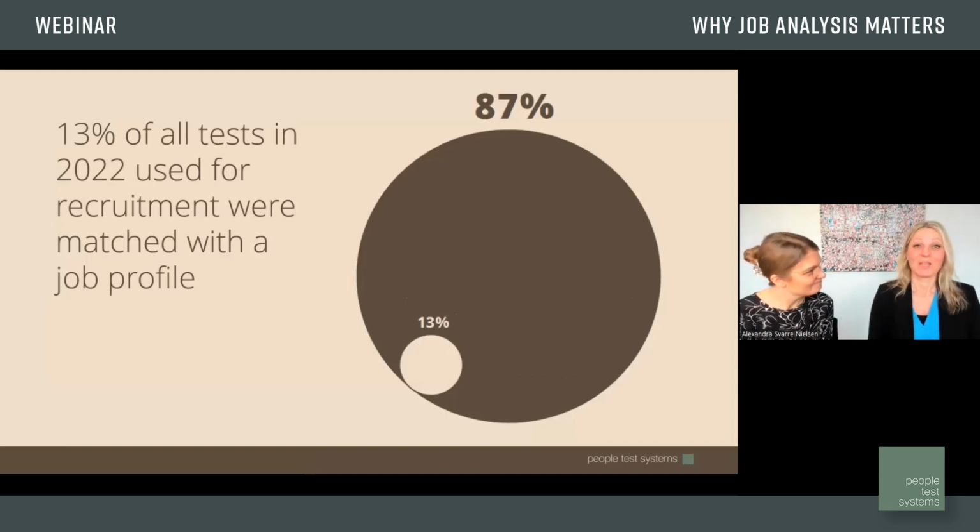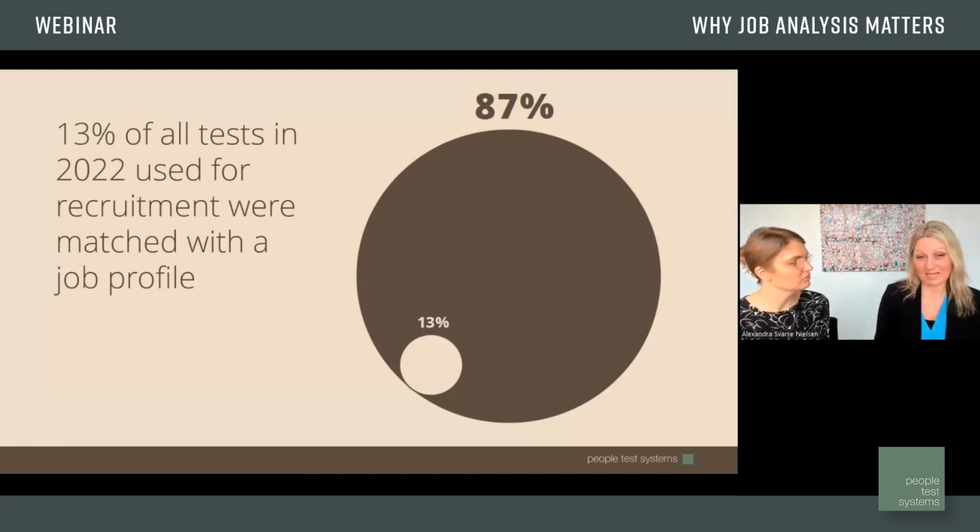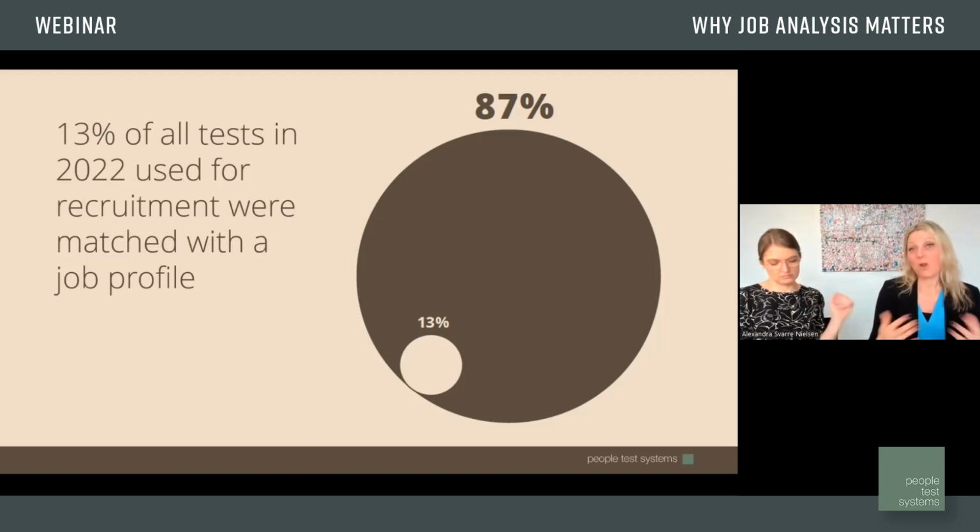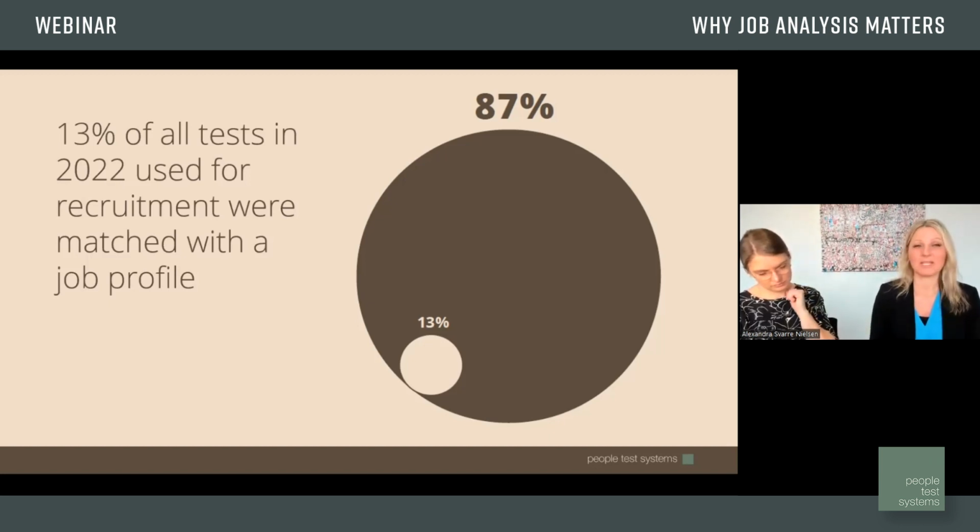But when we look at our platform, People Test Match, we can see that only 13% of all tests being done for a recruitment purpose actually have a job profile attached to them. So that does leave quite a bit of room for improvement out there. When we draw up a statistic like this, it's definitely not to point any fingers. We're telling you that you are not alone in not getting around to producing a job profile every time.